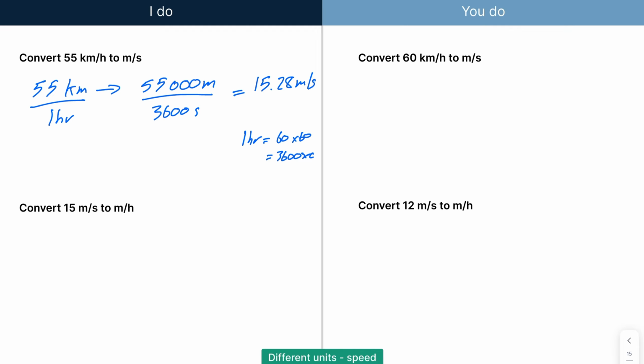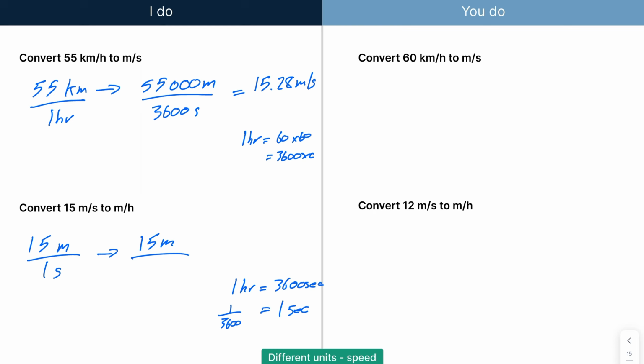Now, looking at this next one, I've got 15 meters per second, and I've been asked to convert it to meters per hour. So the top part is fine. The bottom part is saying convert 1 second to hours. So I know that 1 hour is 3,600 seconds, but here I've been given 1 second. So for 1 second, I'm dividing each side by 3,600. So that then looks like this.